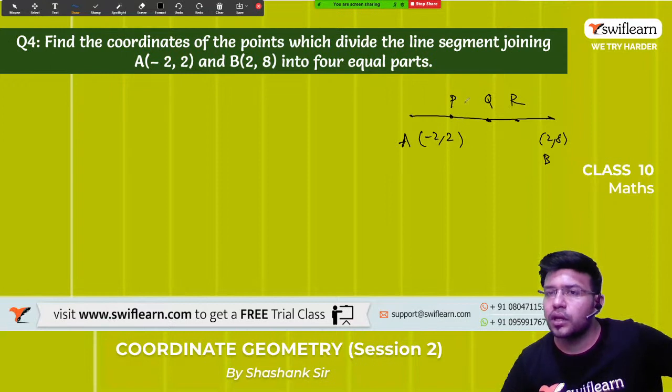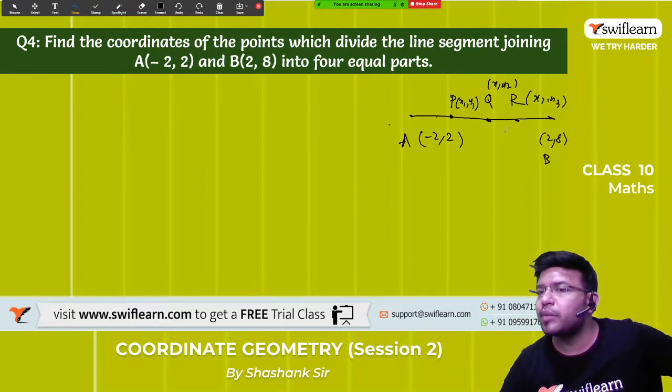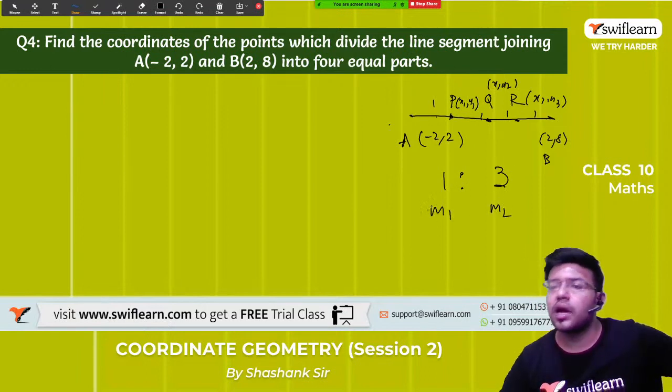Now, let the coordinates of point P be x1, y1. Coordinates of point Q be x2, y2. Coordinates of point R be x3, y3. Now, P divides the line AB in what ratio? It is 1:1:1:1, so P divides the line AB in the ratio 1:3. This is M1, this is M2.